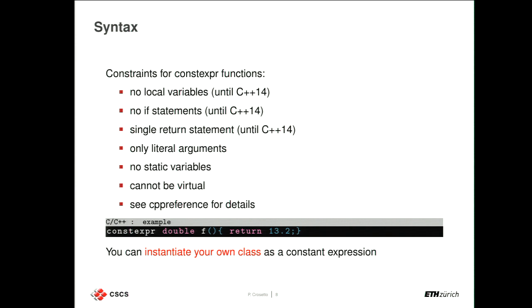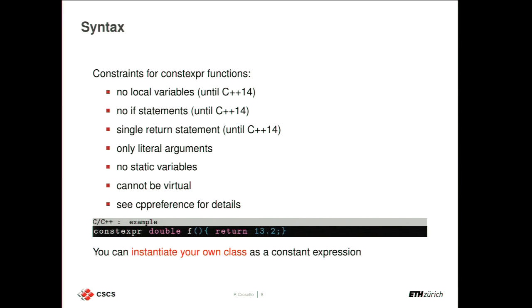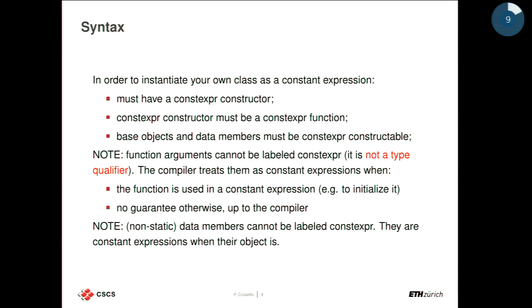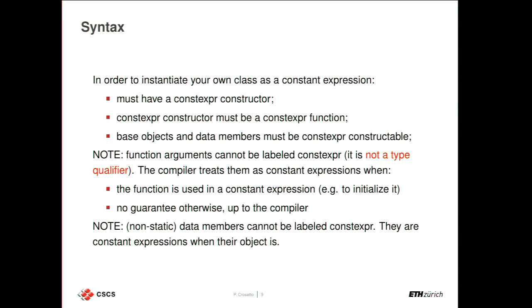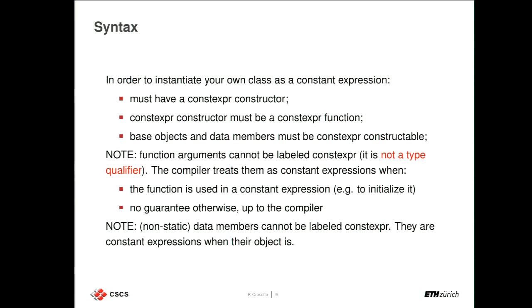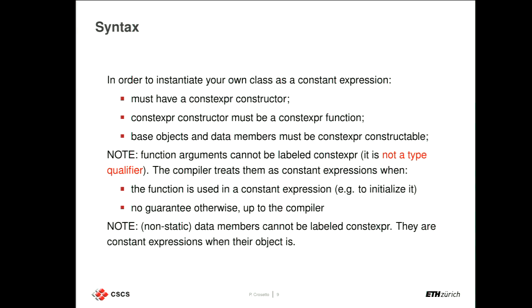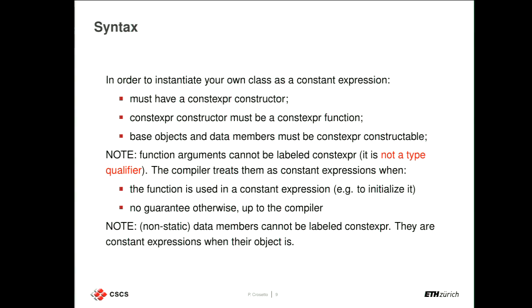You can instantiate your own type as a constant expression, and this is something new; there was no way to do that in C++03. In order to do that, your class must have a Constexpr constructor, and the Constexpr constructor must satisfy all the constraints of a Constexpr function. If the class derives from some objects or has some data members, all the base objects and data members must be literal types, must be Constexpr constructible.